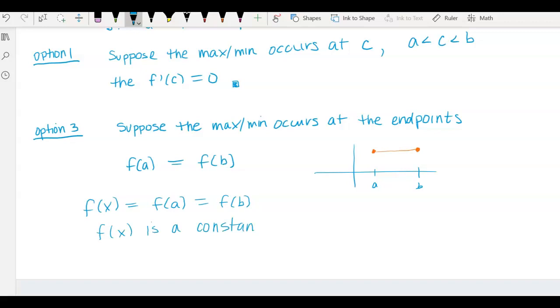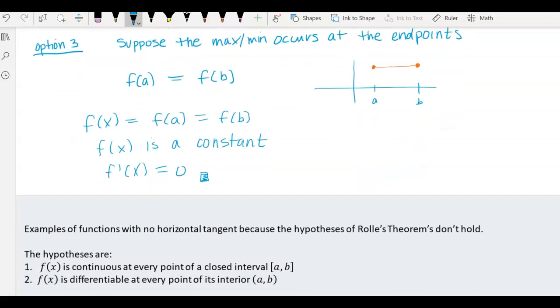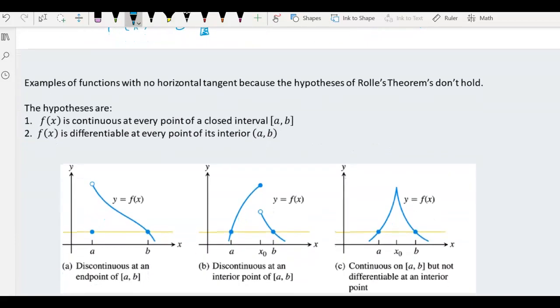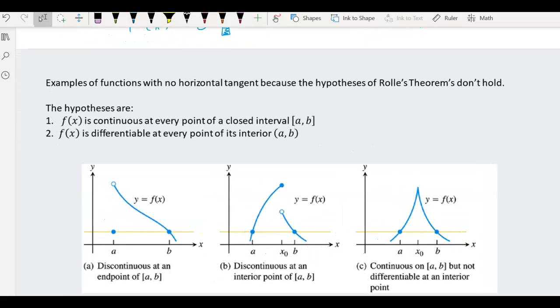And we know from taking derivatives in the past that the derivative of a constant function is going to be 0. So in that case, we've also proven it. Here's some examples where Rolle's theorem actually doesn't apply.